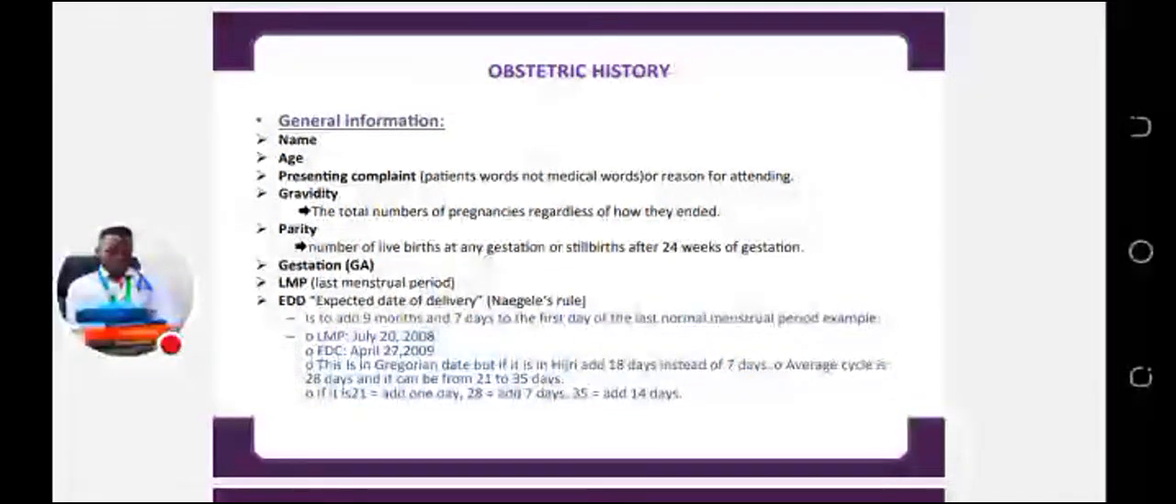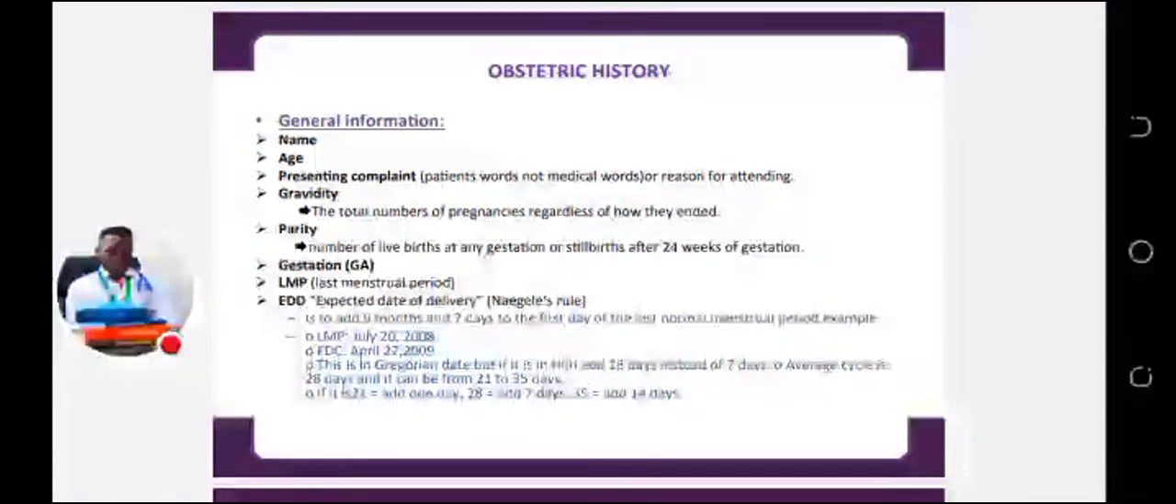So this is just the Gregorian date, but if it is in Jerry, you need to add 18 days instead of 7 days from the expected date. You add 18 days to the 9 months, and then the overall cycle is 28 days, and it can be from 21 to 35 days. That's under the overall menstrual cycle.